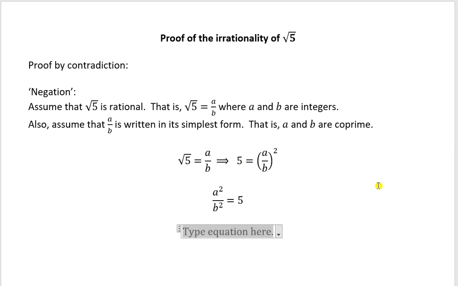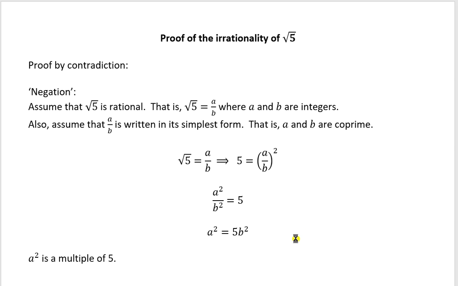We can write this as a squared over b squared equals 5. And then if we multiply both sides by b squared, that's going to be helpful because we don't have any fractions left anymore. In fact, now we have an equation where both sides are integers. Remember, a and b are integers, so a squared is an integer and 5 times b squared is an integer. Not only that, but we can now say something important about a squared. A squared is a multiple of 5.